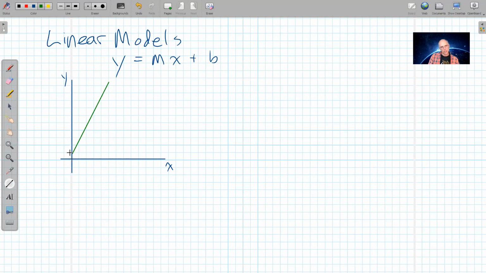This line has a starting point over here, and it has a slope. Slope has rise, and slope has run. So that's my m here. So m, our slope, is always the rise divided by the run.